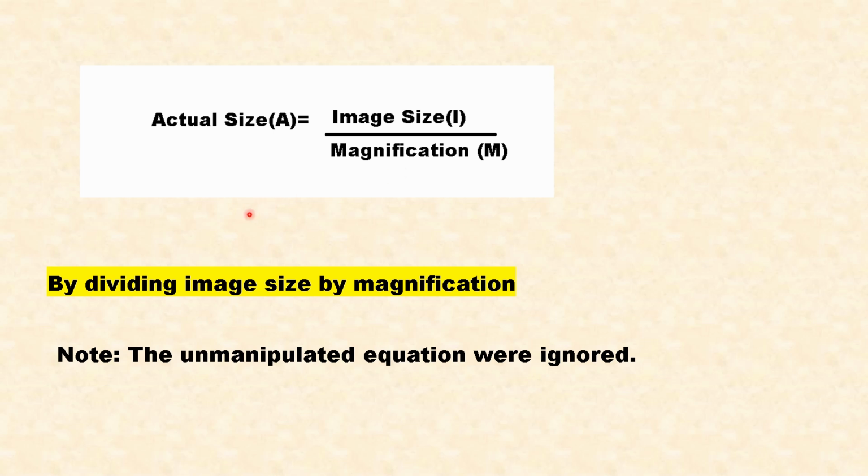You can state that to find the actual size, first you'll need to take the measurements of the egg cell. Once you have the image size, you calculate the actual size by using this formula, where actual size is equal to image size divided by magnification. Or simply you can say by dividing image size by magnification. And please note that if you provide any unmanipulated equations in your response, they may be ignored according to past paper marking schemes. Therefore, it's crucial to express the relationship clearly.